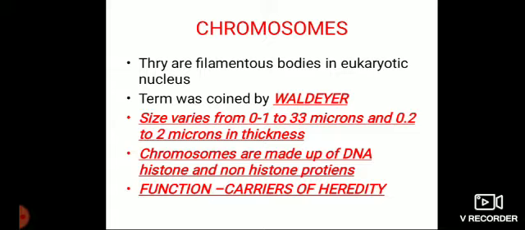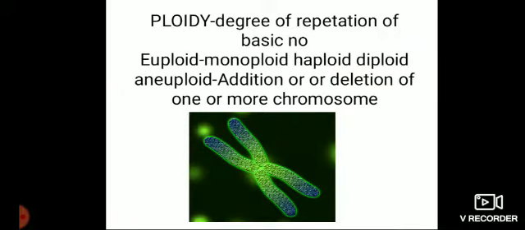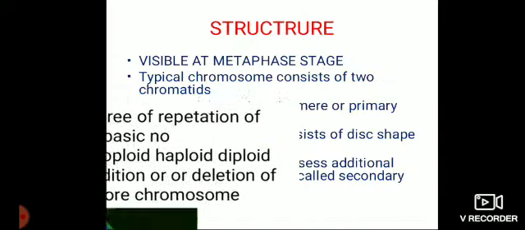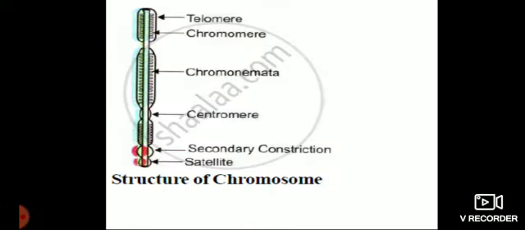Now the question is, describe the structure of the chromosome. See the structure of the chromosome. The chromosome, simply you can see, consists of the telomere, chromomere, chromonemata, centromere, secondary constriction and satellite.